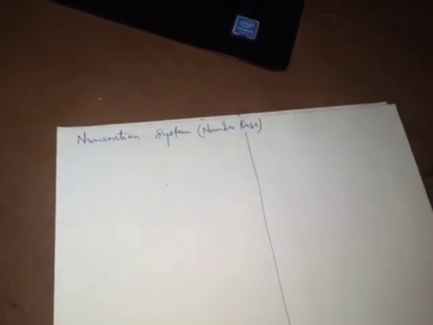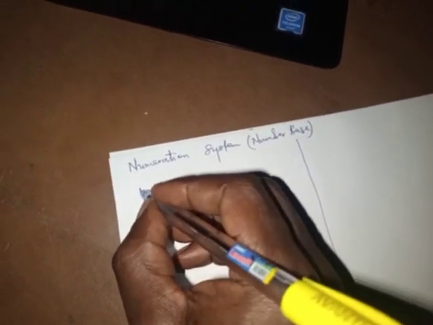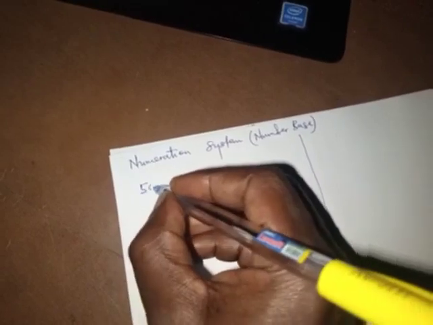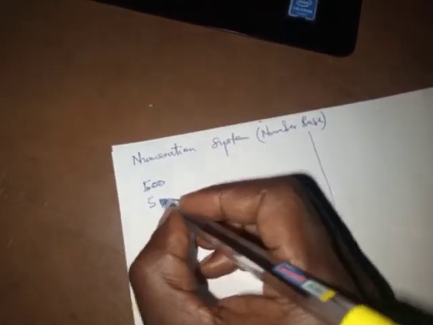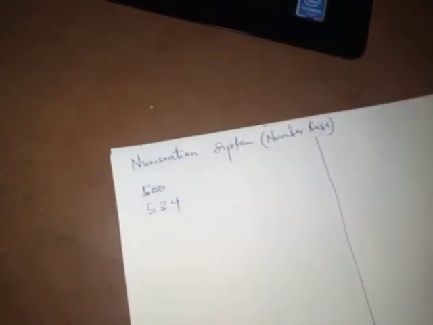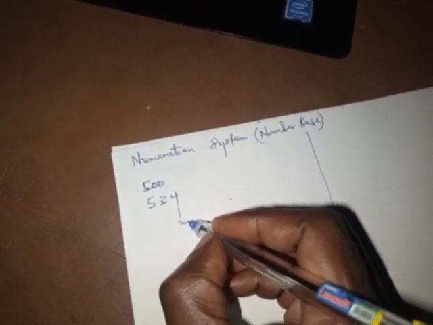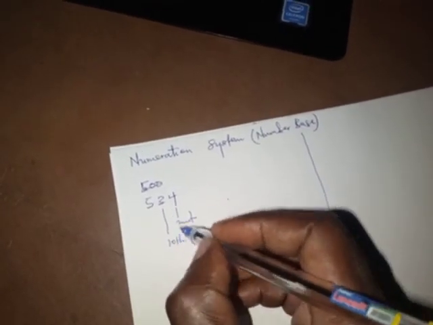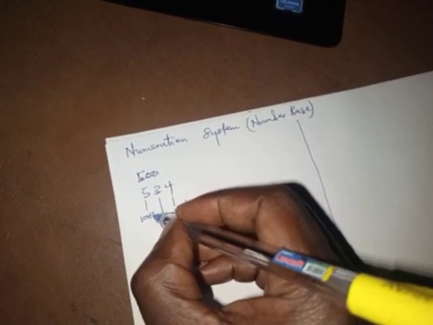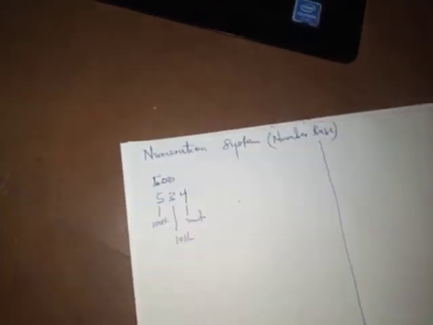Okay, in JHS, you did numerals, numbers, where, for instance, let me write 534. This is the unit. This is the tenth. And this is the hundredth. That's why we say 500 and 100.